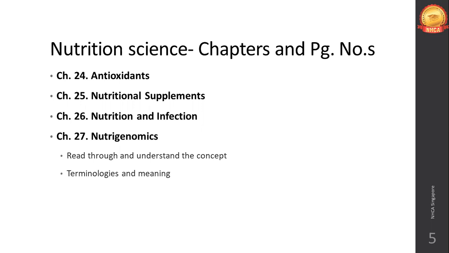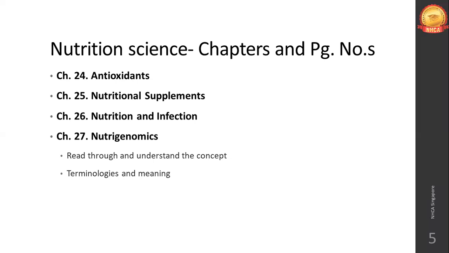Nutritional supplements, it's a simple chapter. Types of nutritional supplements, and different functions of different nutritional supplements is given. Just go through it once. Nutrition and infection, again, it's a self-study chapter. Recording is also available. Very easy to understand, nutrition and infection.